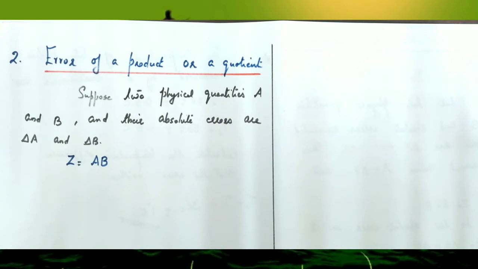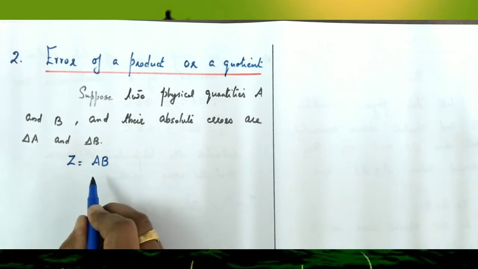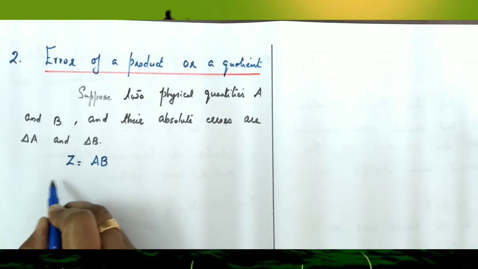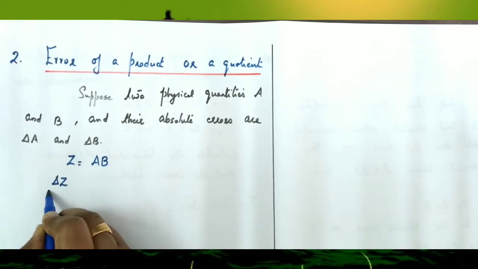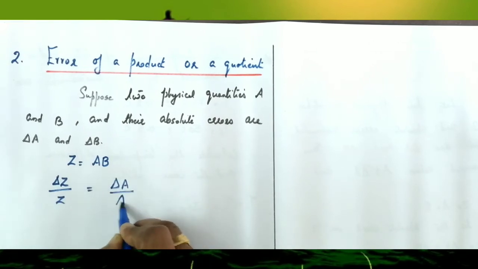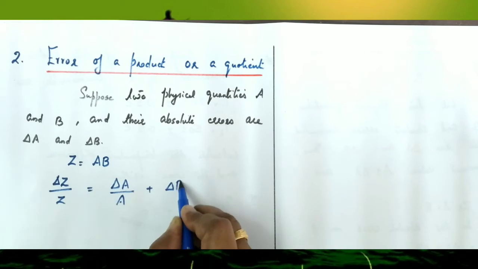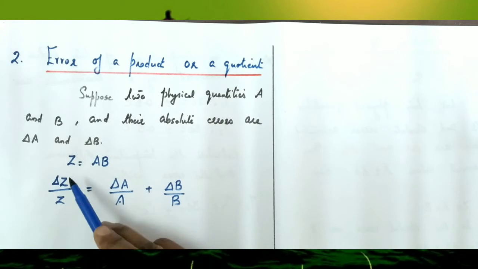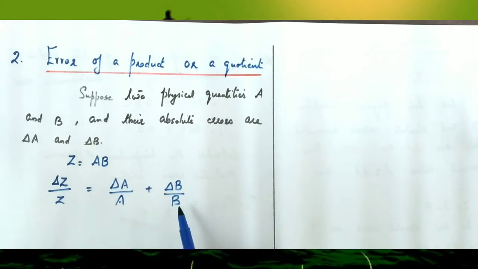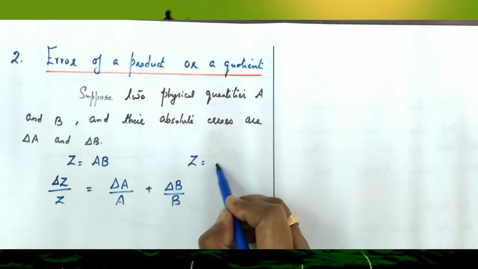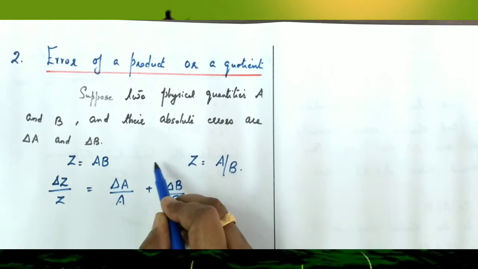In a product or quotient, for the measured physical quantity, we have to take the relative error. That is, delta Z by Z is equal to delta A divided by A plus delta B by B. If you want to find the error in Z, take the relative error of each physical quantity and take the sum. Clear? So if Z is equal to AB, or Z is equal to A by B, for product and quotient the rule is the same.